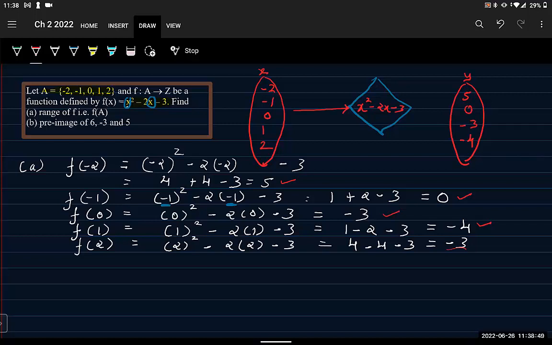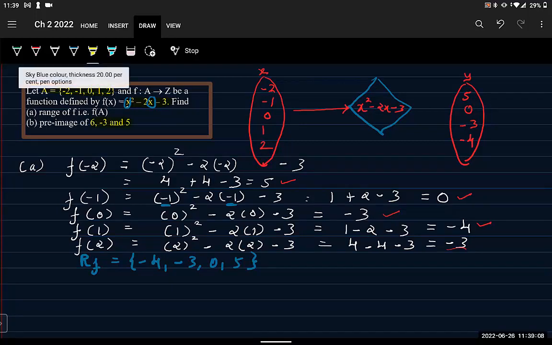So we can say the range of this function, R of f, will be equals to -4, -3, 0 and 5. Next, we have to find the pre-images for 6, -3 and 5. So here pre-image means the value of x, and 6, -3 and 5 are the values of y.